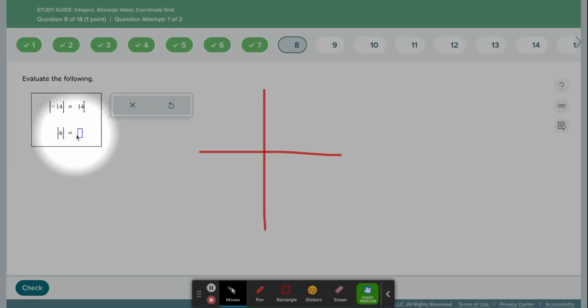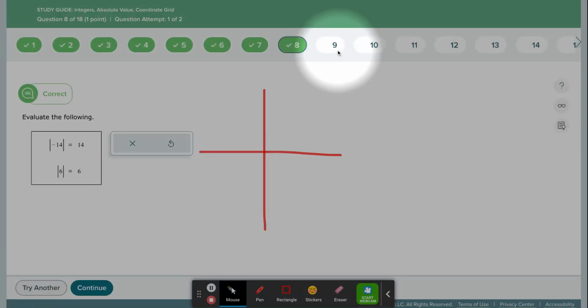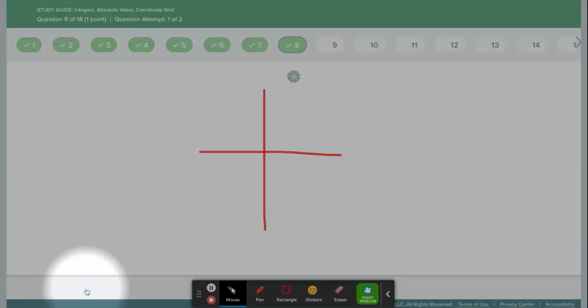What's the absolute value of 6? It's still 6. Okay. It's not -6. We're not talking about opposites. We're talking about absolute value. How many hops is 6 from 0 on the number line? It's 6 hops. Okay. It's always a positive amount when you're talking about absolute value. Cool. Don't get it confused with opposites.